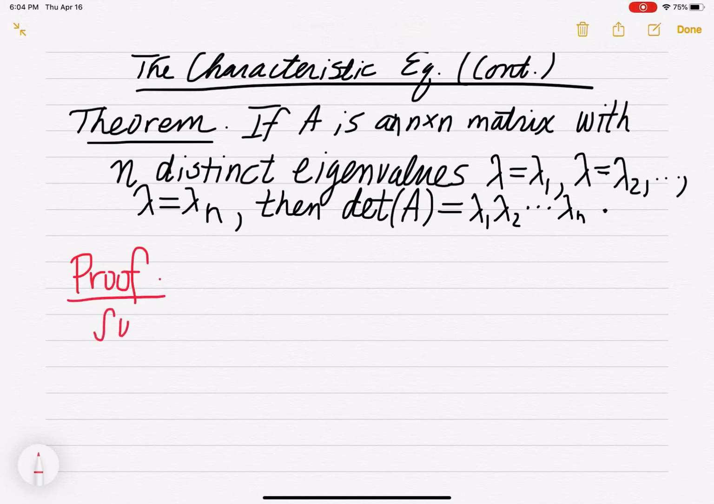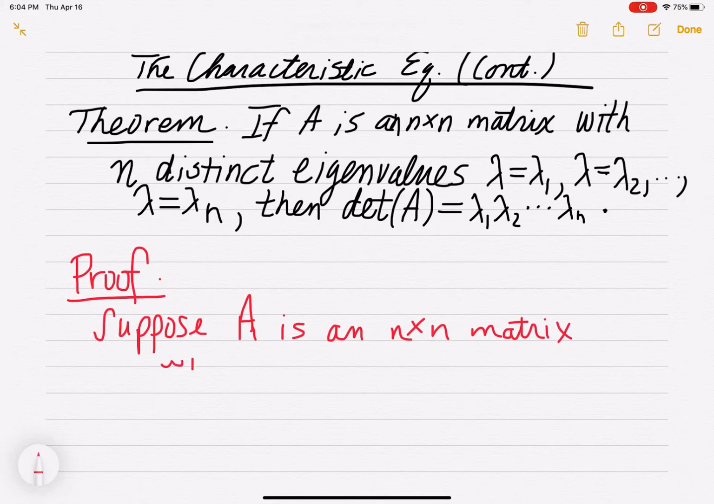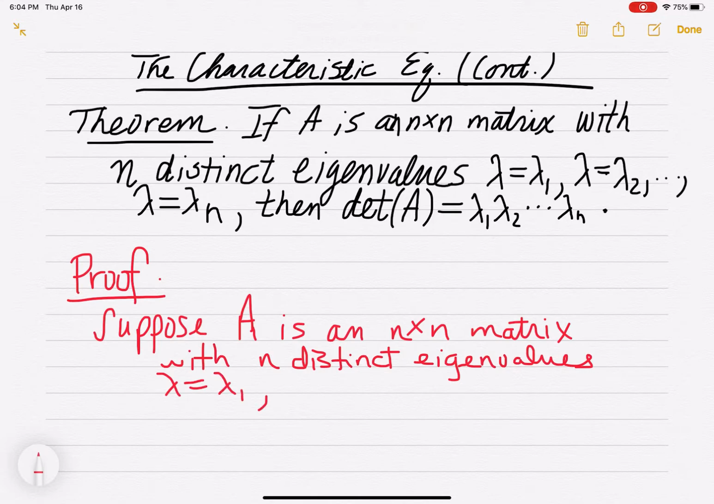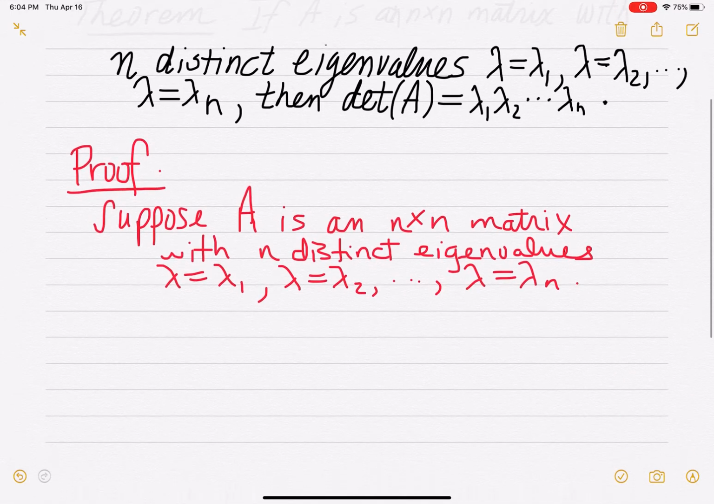So let's suppose A is an n by n matrix with n distinct eigenvalues lambda 1, lambda 2, and so on, lambda n. All right, and what does that mean exactly?